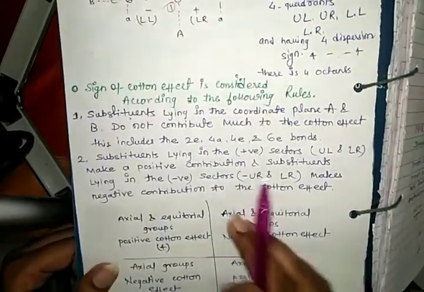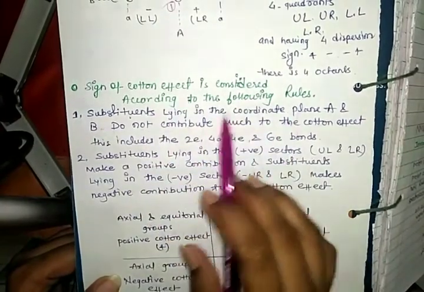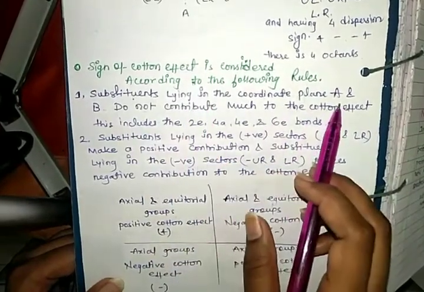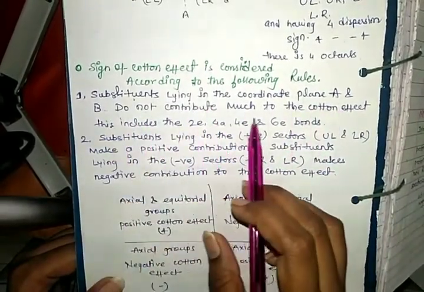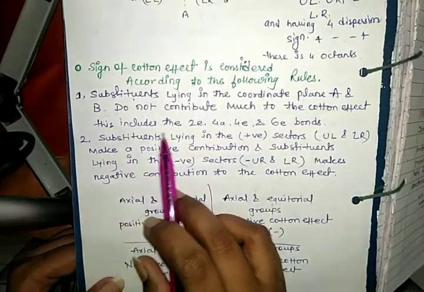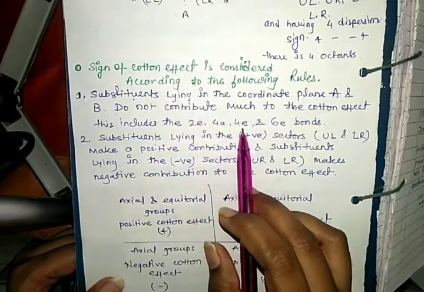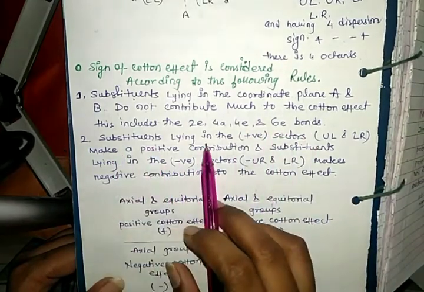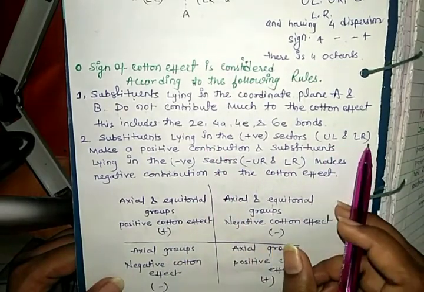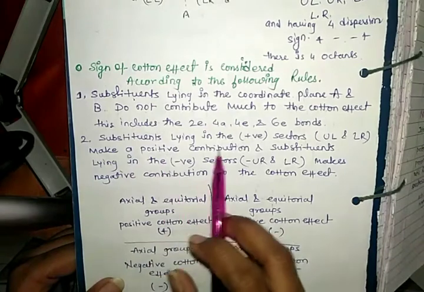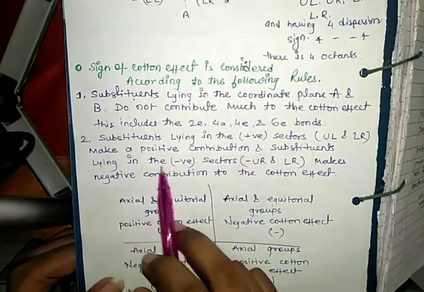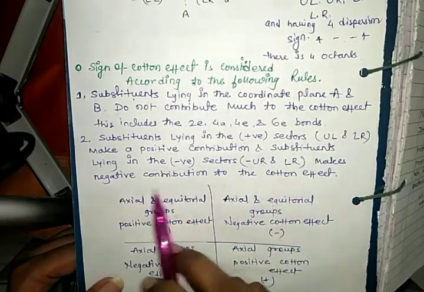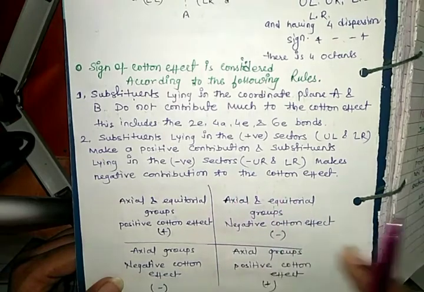Next we see the sign of Cotton effect is considered according to the following rules. First rule: substituents lying in the coordinate planes A and B do not contribute much to the Cotton effect. This includes the 2 equatorial, 4 axial, 4 equatorial and 6 equatorial bonds. Substituents lying in the positive sector, upper left and lower right, make a positive contribution, and substituents lying in the negative sector, upper right or lower left, make a negative contribution to the Cotton effect.